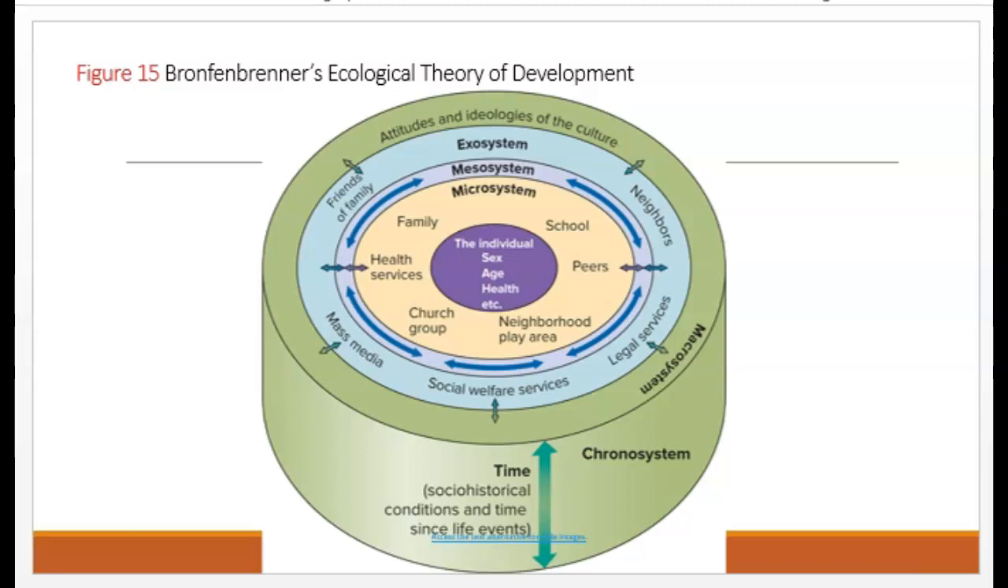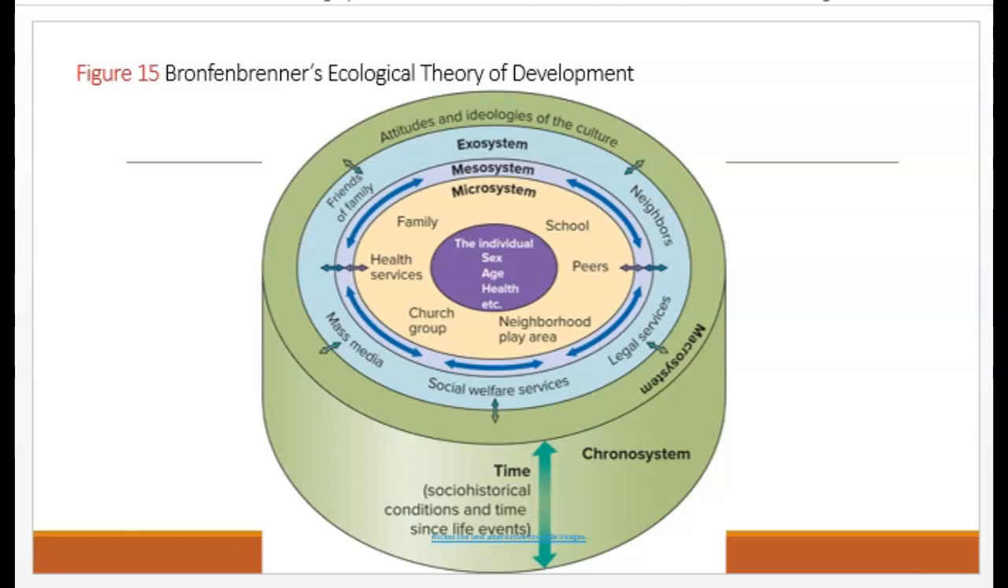The exosystem consists of links between the person's immediate context and a social environment in which the person does not play an active role. For example, a change in a parent's employment status might increase marital stress and change the patterns of interactions between the parent and their child.